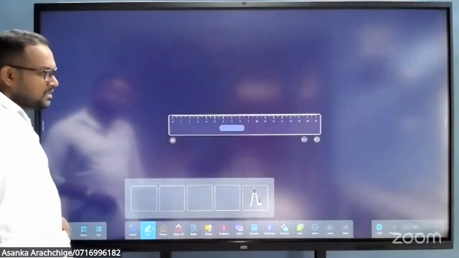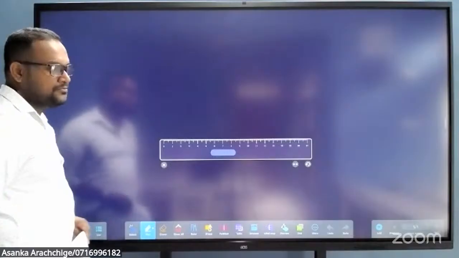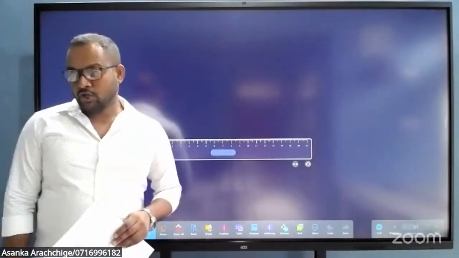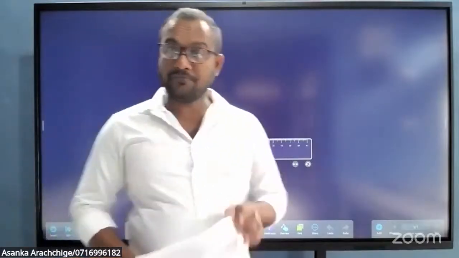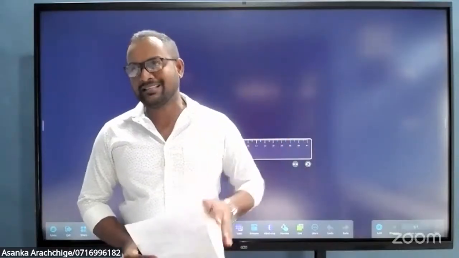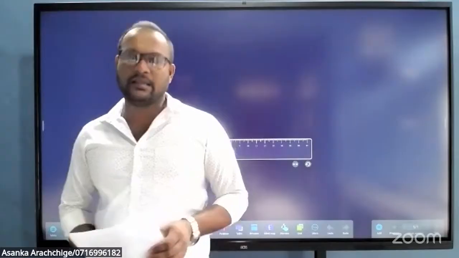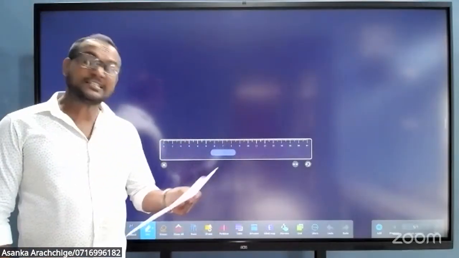Okay. Let's go through the first step. You know how to construct a straight line segment of a given length. We are asked to construct a straight line segment with a given length. The length of this straight line segment must be 6 centimeters.